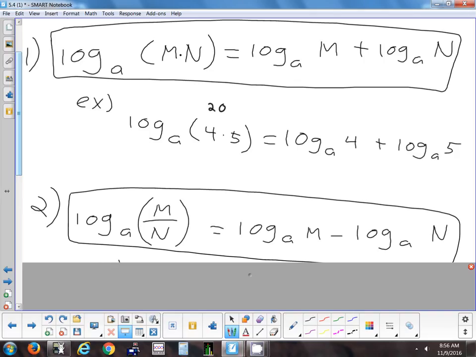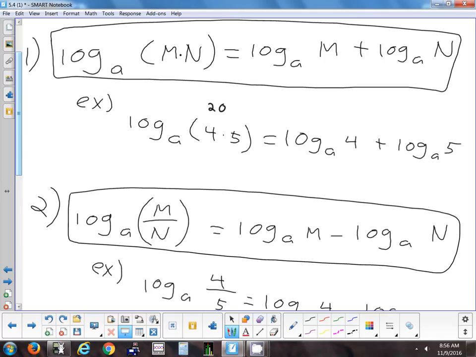And the nice thing about these formulas is they work with any base you want. I only showed it to you on the calculator for base 10, but I could have done the ln. That would be easy to show you on the calculator. Ln of 20 equals the ln of 4 plus the ln of 5. Or if I know how to type other bases in on the calculator, I could show it to you for any base you want me to show you.